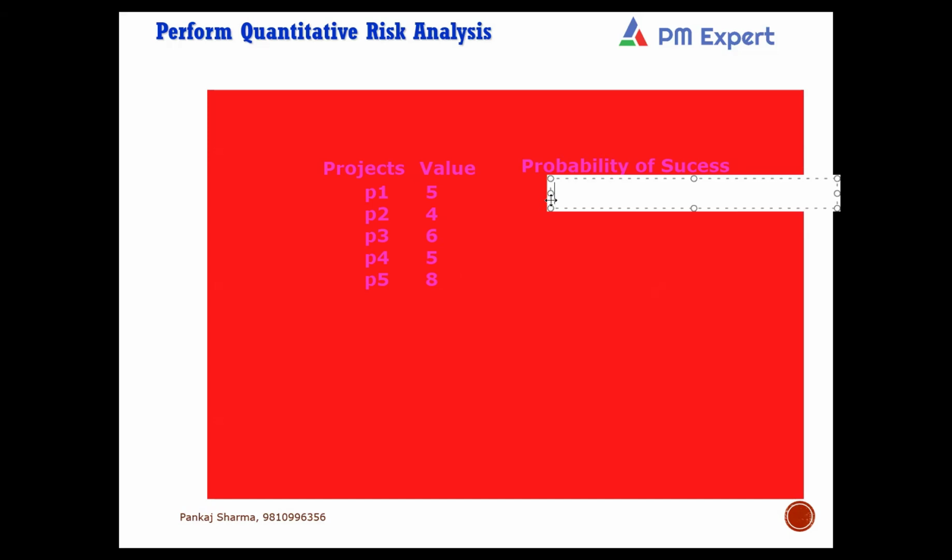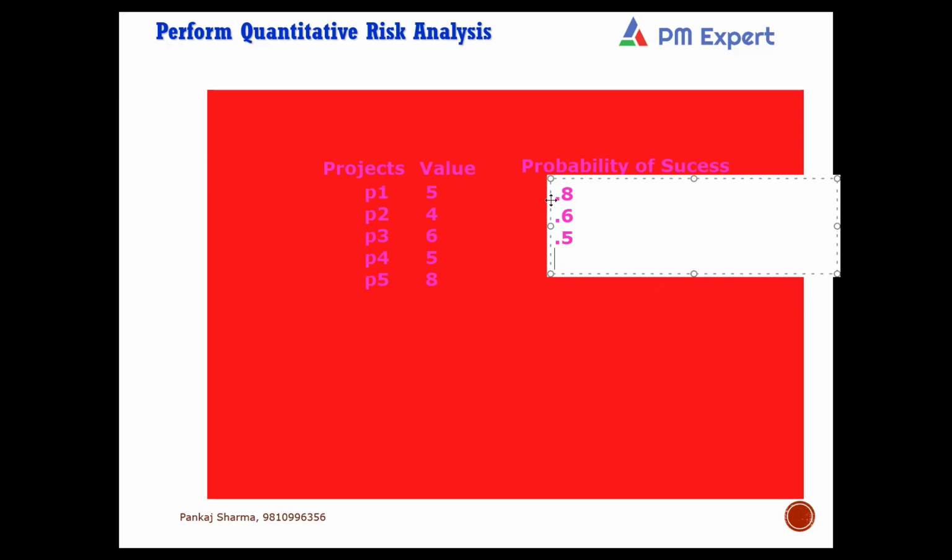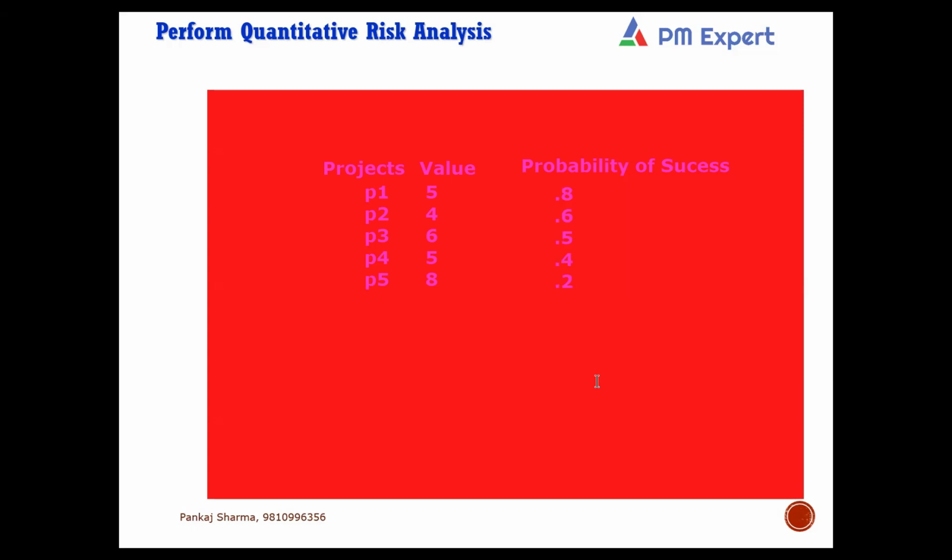Now let's say the probability of success for the first one is 0.5, or let's say 0.8. Then let's take it as 0.6, then 0.5, then 0.4, and then let's say 0.2. Now tell me, if somebody asks you to prioritize these projects, suppose these are the projects within the program and you have to prioritize them, which one should be at the top?